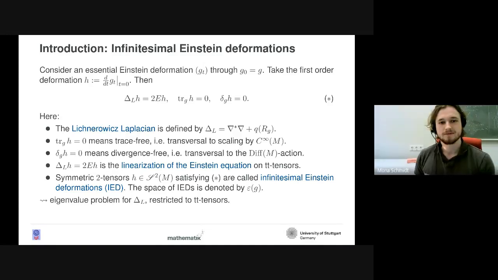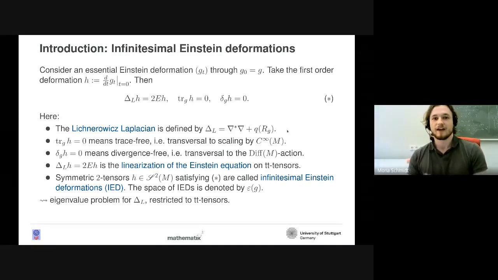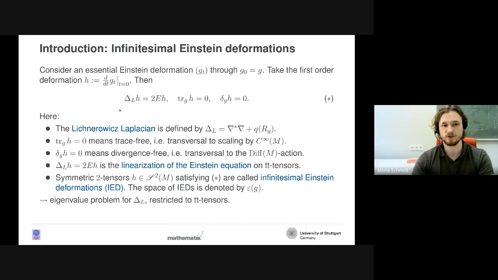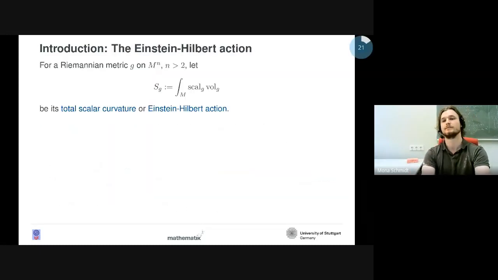All right, so in essence, what we obtain is an eigenvalue problem for this operator. We want to check if this Lichnerowicz Laplacian has this 2e, which we call the critical eigenvalue, in its spectrum on TT tensors. That's an important restriction here. Another point of view that makes this Lichnerowicz Laplacian interesting is the following.